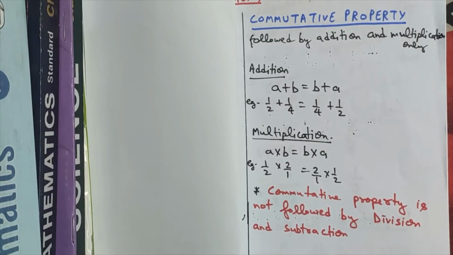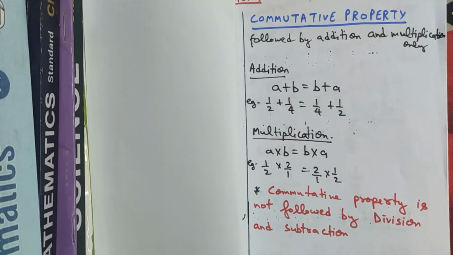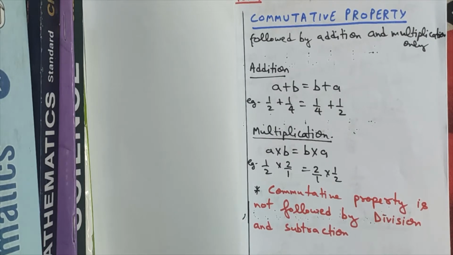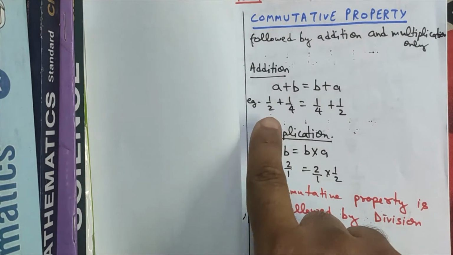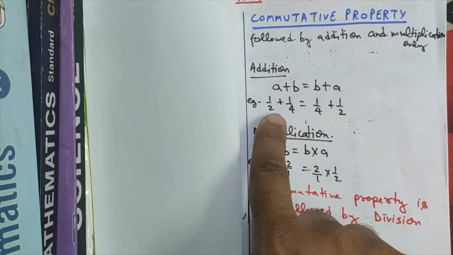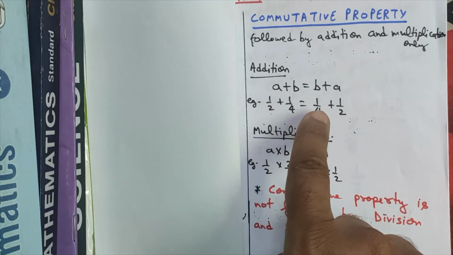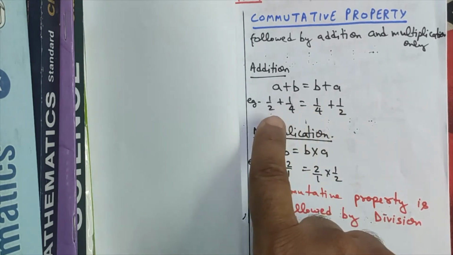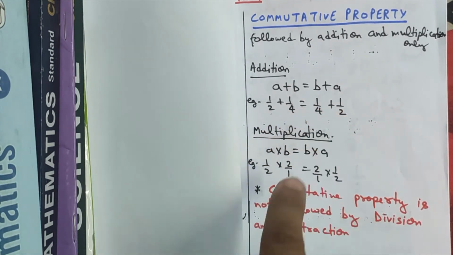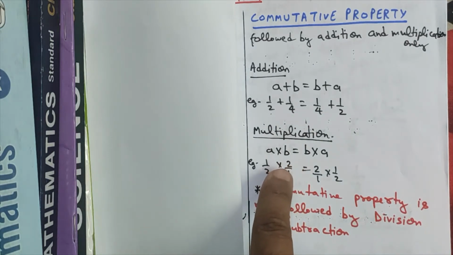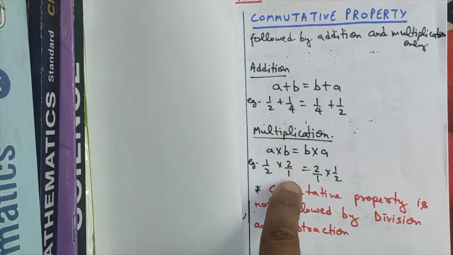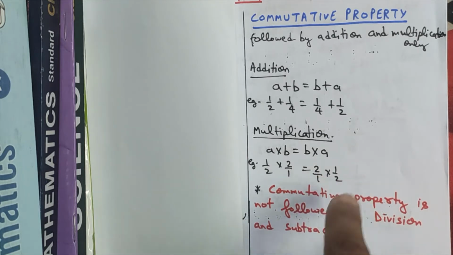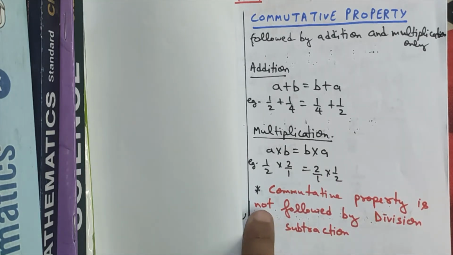Now in the case of the commutative property, rational numbers follow it for addition and multiplication only. Like 1 upon 2 plus 1 upon 4 equals 1 upon 4 plus 1 upon 2. A plus B equals B plus A. Similarly, in the case of multiplication also it is followed: 1 by 2 into 2 by 1 equals 2 by 1 into 1 by 2. It is not followed by division and subtraction.